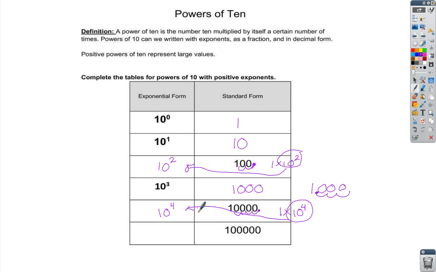And for the last one, I want you to try to do this one on your own. Think about how many zeros we have and how many exponents we're going to have in exponential form. Please pause the video.